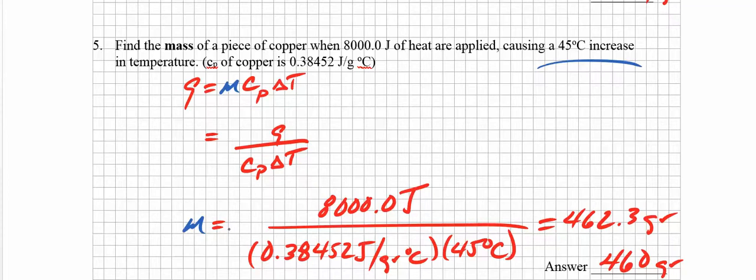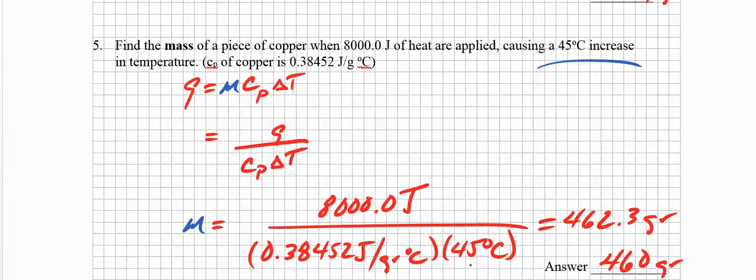Let's plug in. So M is equal to 8,000. Make sure it's in joules, right? You don't want to put kilojoules there. It's got to be in joules. And it is 8,000 joules divided by the specific heat they're telling me is this number, 0.38452 joules per gram per degree Celsius. It's right there. And then divided by that temperature change, that change in temperature.